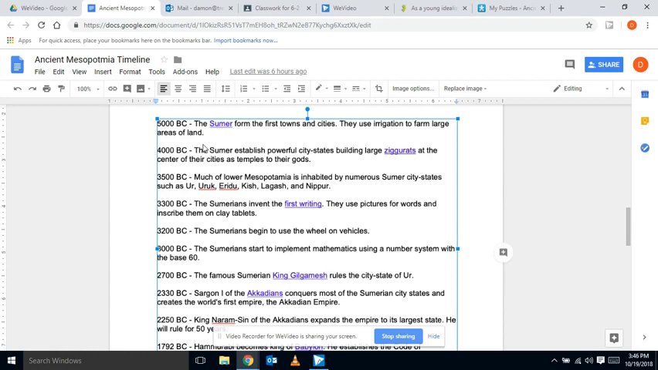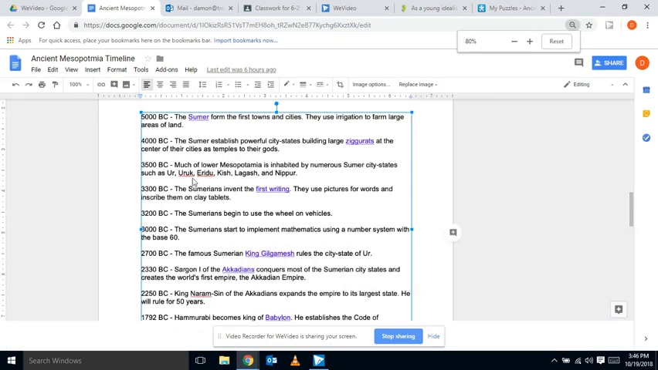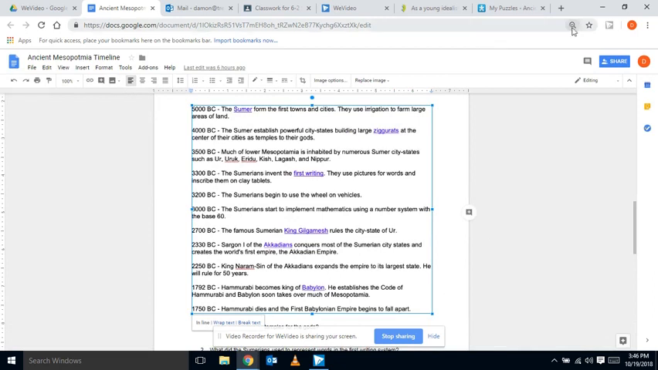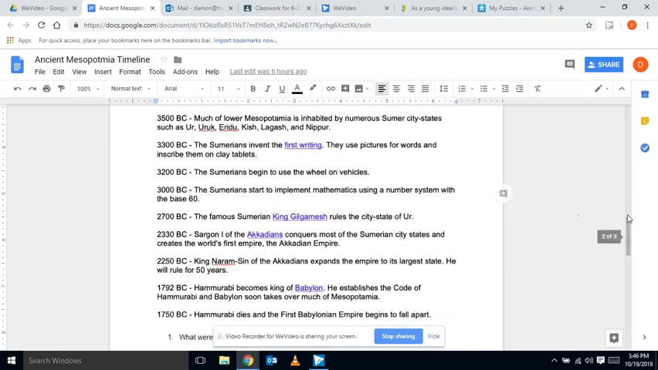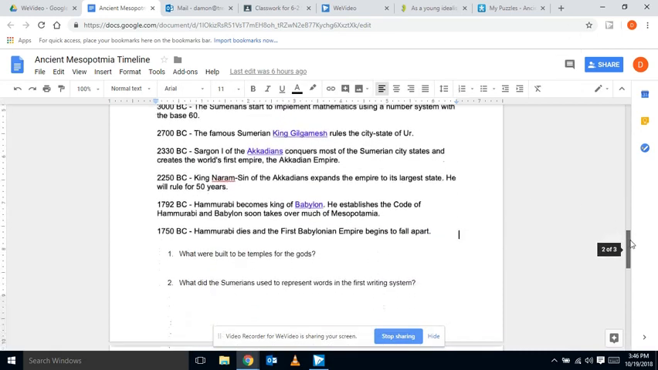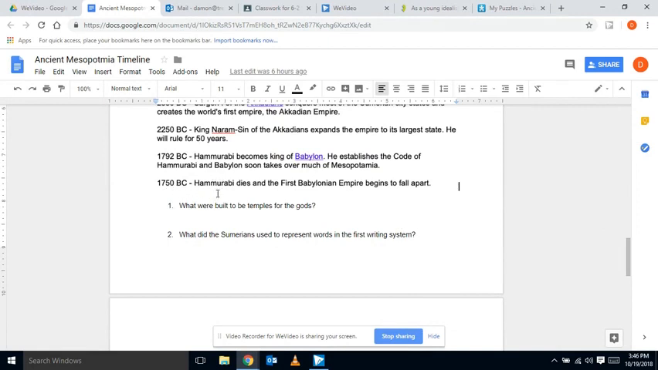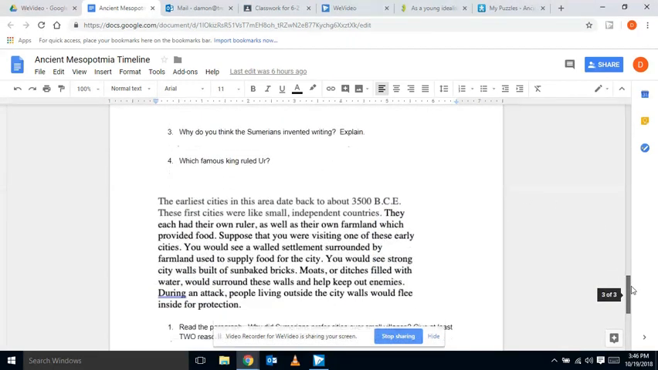In 4000 BC, the Sumer established powerful city-states, building large ziggurats at the center of their cities as temples to their gods. And then I keep going, and I look down, and I see that there's 3500 BC. It tells me what happened. I see that there is 3300 BC, 3200 BC, and I see that it goes all the way down to the year 1750 BC, where Hammurabi dies and the first Babylonian Empire begins to fall apart. So after I read through everything, I go and I answer all the questions.